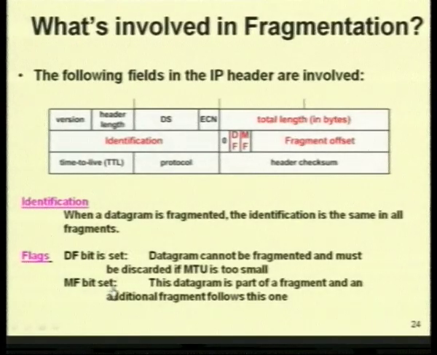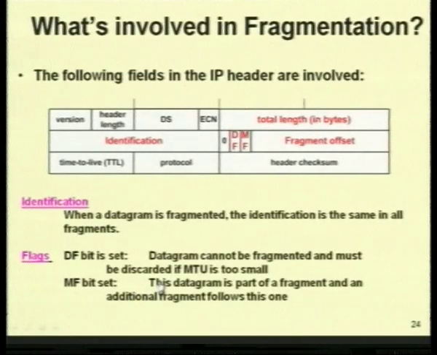This MF flag indicates that more fragments are to follow. So this datagram is part of a fragment and an additional fragment follows this one. If the MF bit is equal to 1, it indicates that more fragments are going to come. If the MF bit is equal to 0, it indicates that this is the last fragment. So whether there are more fragments to follow and whether this is the last fragment is given by this MF bit.